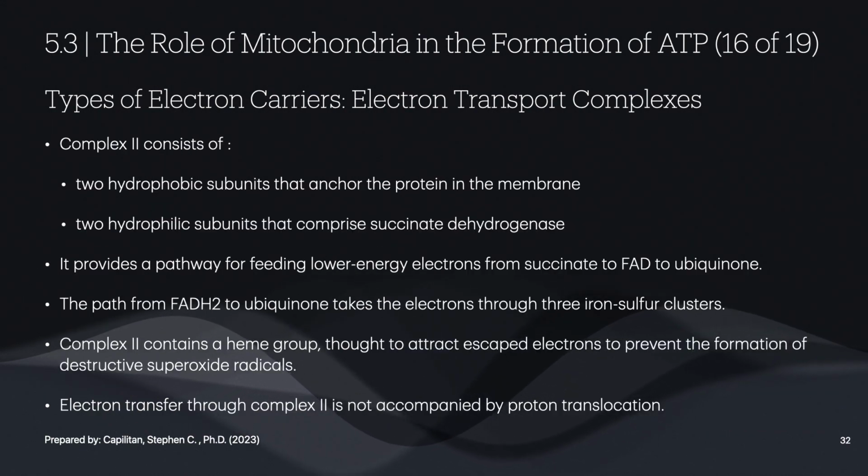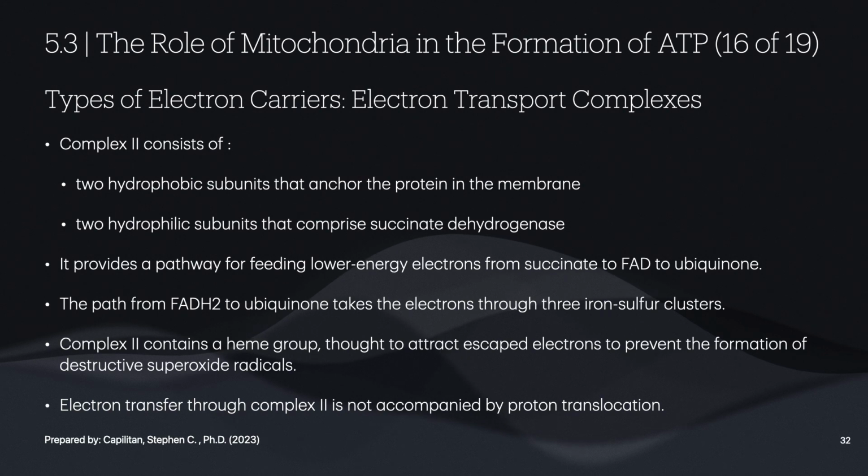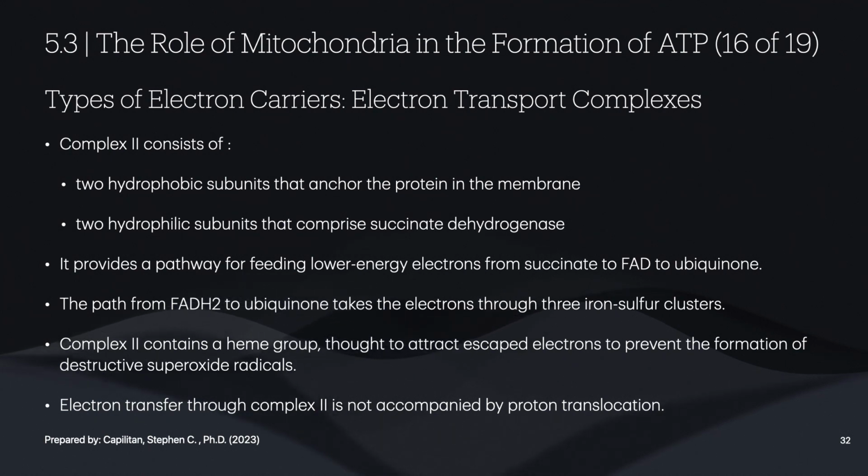Next, it will be complex 2. It consists of 2 hydrophobic subunits which anchor the protein in the membrane, and two hydrophilic subunits that comprise the succinate dehydrogenase. It gives us a pathway for feeding lower energy electrons from succinate to FAD to ubiquinone. The electrons go from FADH2 to ubiquinone through the three iron sulfur clusters. Complex 2 contains a heme group, and it is thought to attract escaped electrons to prevent the formation of destructive superoxide radicals. Electron transfer through complex 2 is not accompanied by proton translocation.